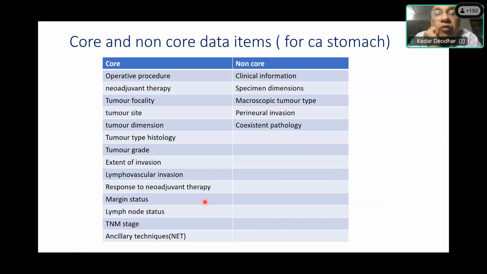For clinical information in our report, specimen dimensions, and macroscopic tumor types, such as ulcerated type, also infiltrative type, or cauliflower type growth. Perineural invasion currently is non-core in many data sets, and coexistent pathology is non-core. So this is what we mean by core and non-core. For different organs, it may vary slightly, but the idea is to introduce the concept of core and non-core data items. By that we mean what is mandatory and what is not. I mean, what must be stated in the report, or what may or may not be included in the report.